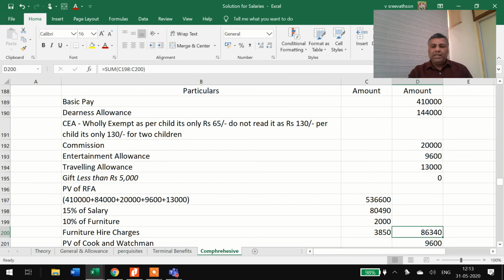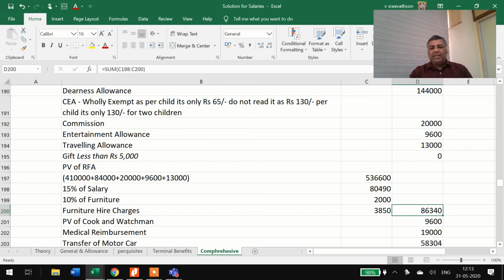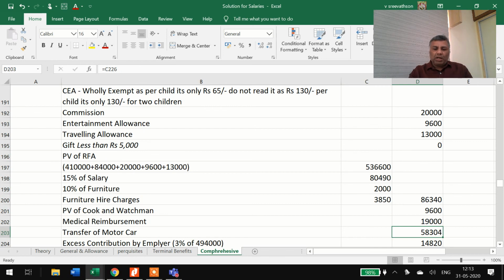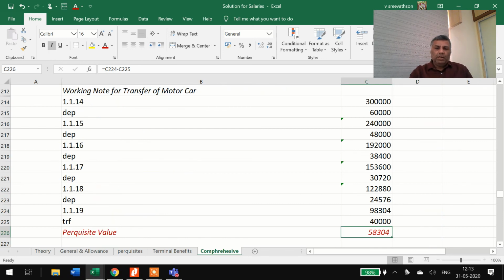All these things put together come to 86,340, or you can get two answers, including 80,490. That is also correct. I saw in many notebooks you do RFA separately and furnishing separately. That is perfectly understandable, perfectly fine. Cook and watchman, medical reimbursement, transfer of motor car: 58,304.